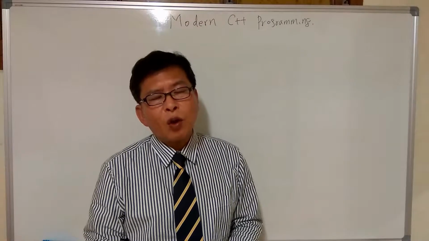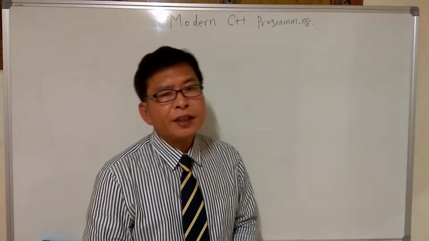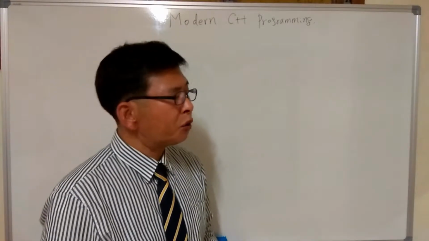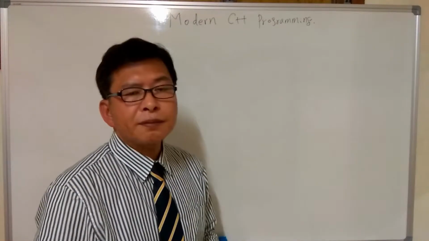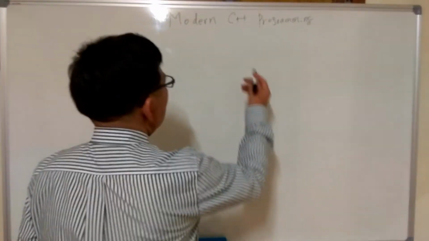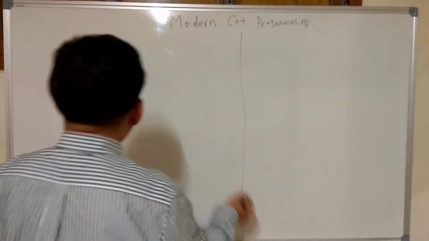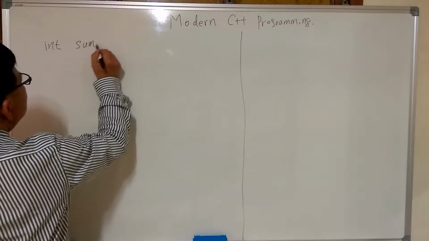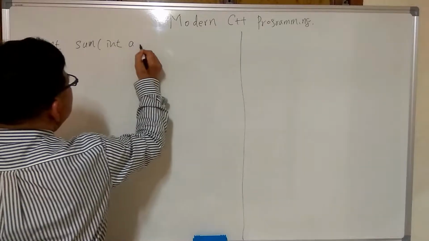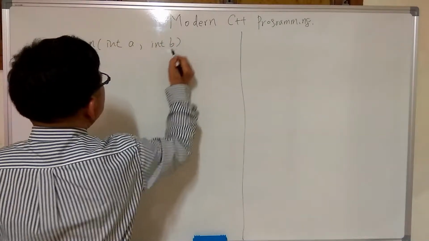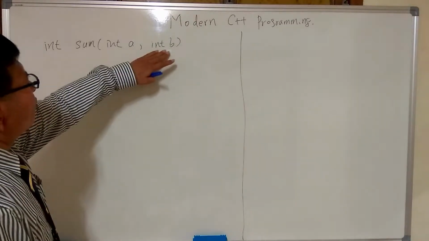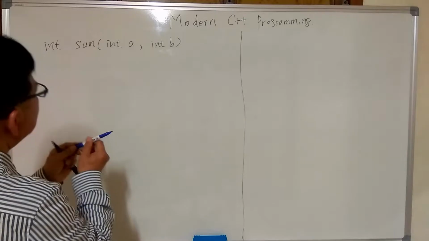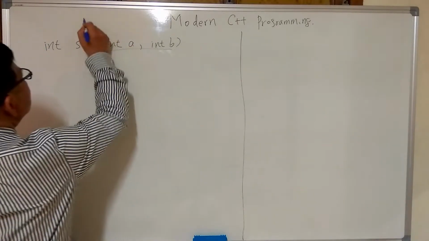We'll learn more about auto and decltype in the next video, but in this video I will show you how to use them in modern C++. Okay, I will create a simple function called sum, int sum, int a, int b. These are called function parameters.